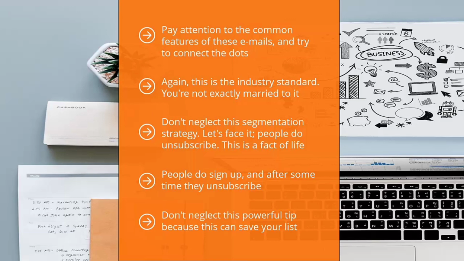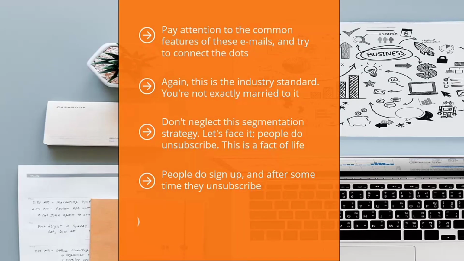However, you can reduce your unsubscribe rate by simply asking people who wish to unsubscribe to change the update frequency of their membership on your list. Depending on your list automation software, you can offer list members a choice as to how frequently you will send them updates. Don't neglect this powerful tip, because this can save your list.